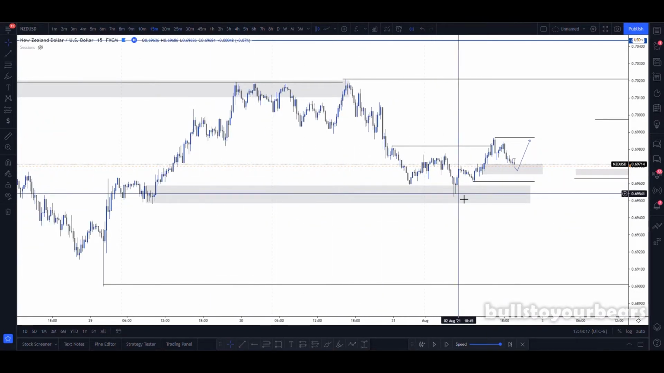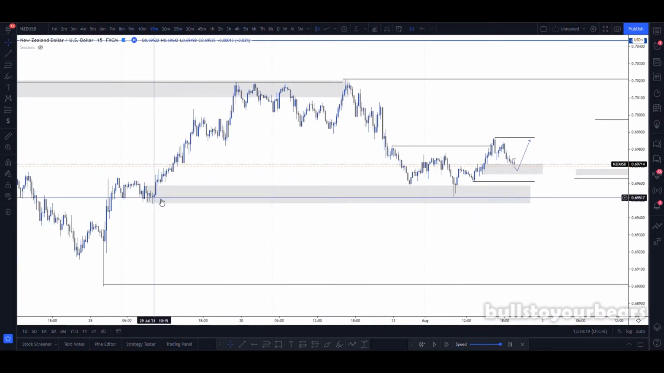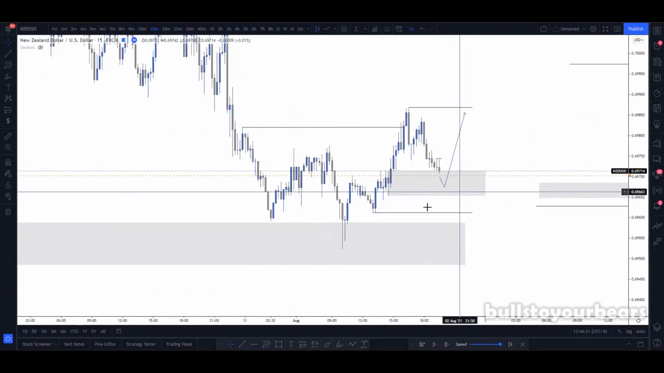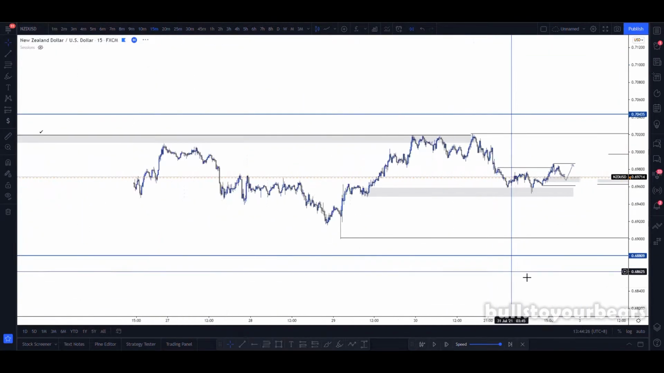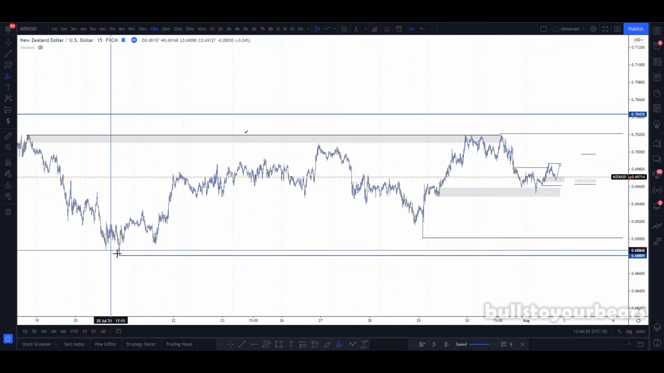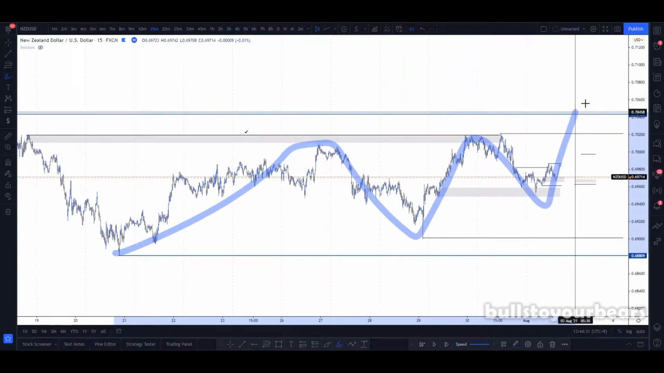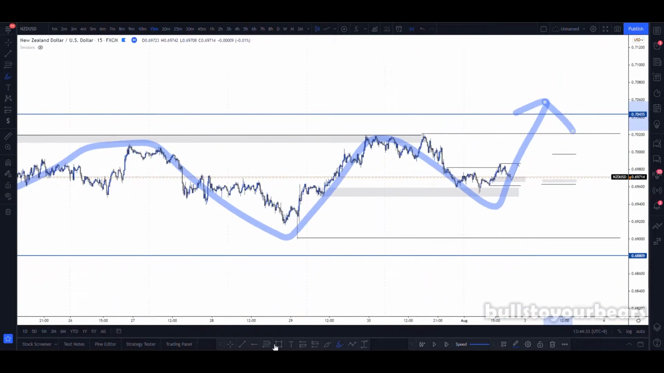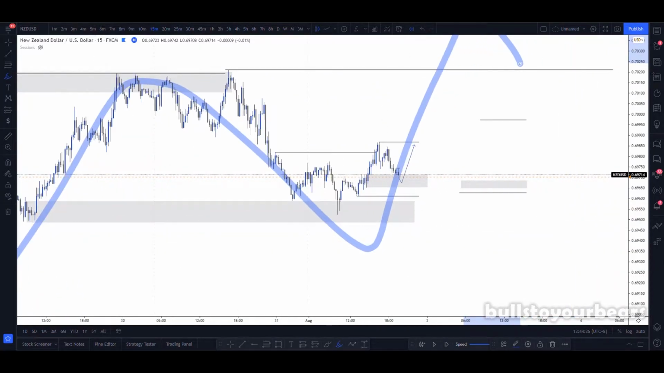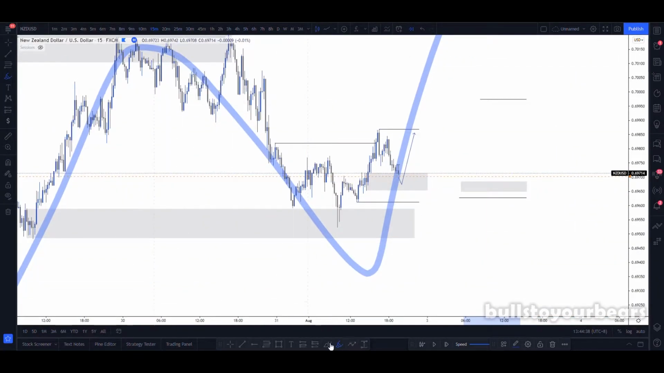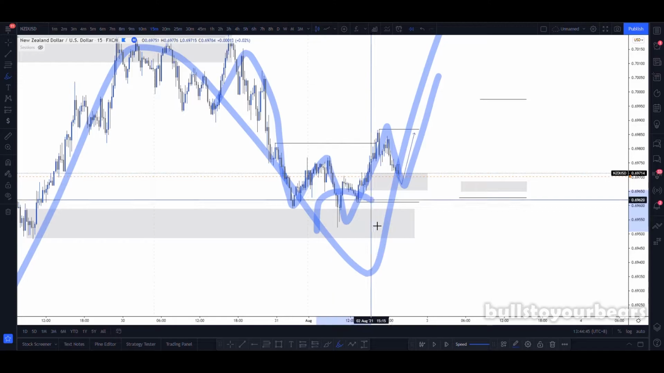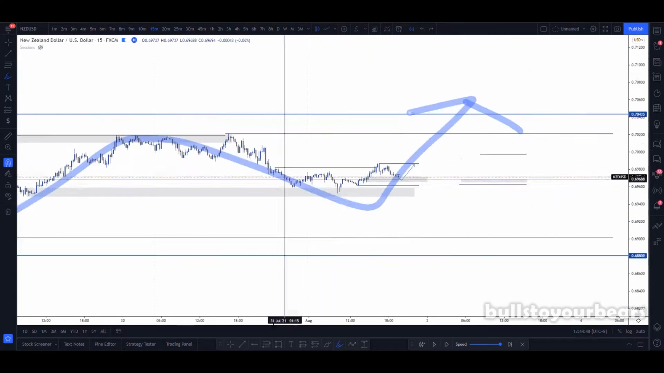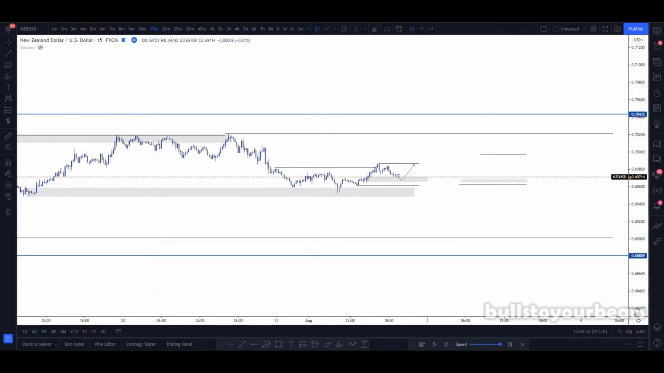We can see price steps in nicely, mitigates this, and right after that we can see a structure break higher. So now we know the H4 is bullish, so we expect it to go higher, right? And we can also see that the M15 is also bullish now, so we expect it to go even higher. So this is the continuation. No, this is a reversal, sorry. Now we know that price is going to reverse.